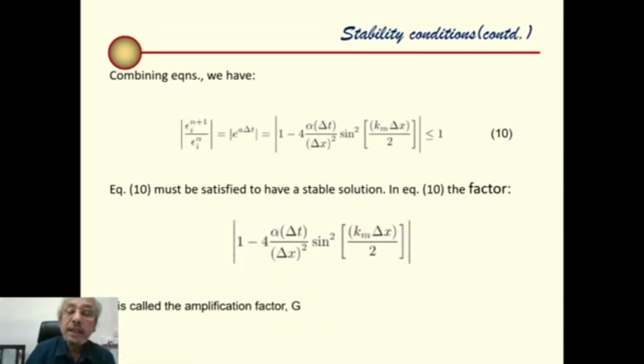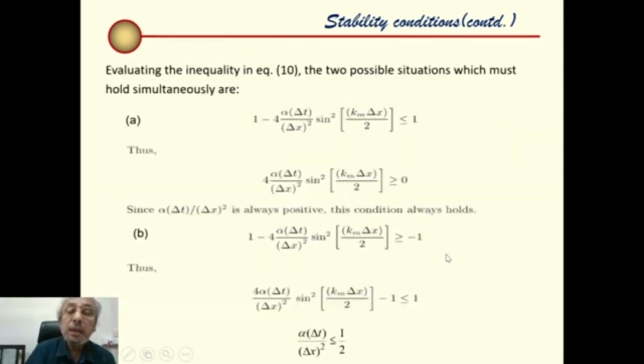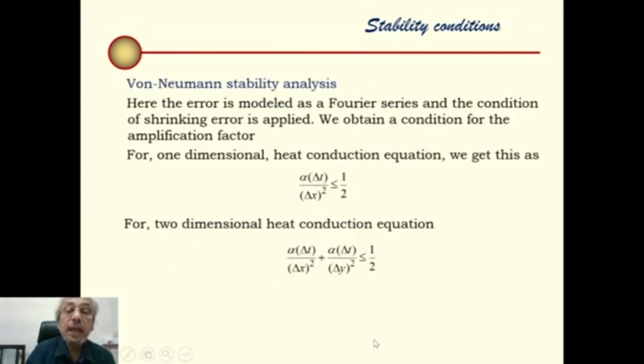So as I said, for this amplification factor, which is modulus of the quantity given by equation 10, we have two possibilities, A and B. Combining these two, we can conclude that alpha delta t by delta x square has to be less than half. So von Neumann stability analysis is this: the error is modeled as a Fourier series and the condition of shrinking error is applied. We obtain a condition for amplification factor. For the one-dimensional heat conduction equation, we get alpha delta t by delta x square less than equal to half.